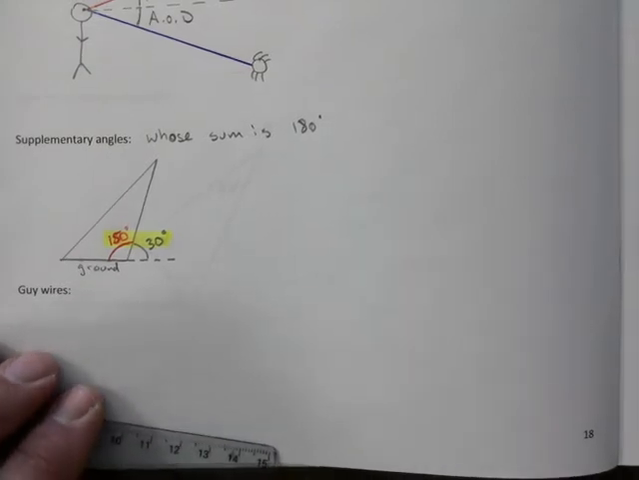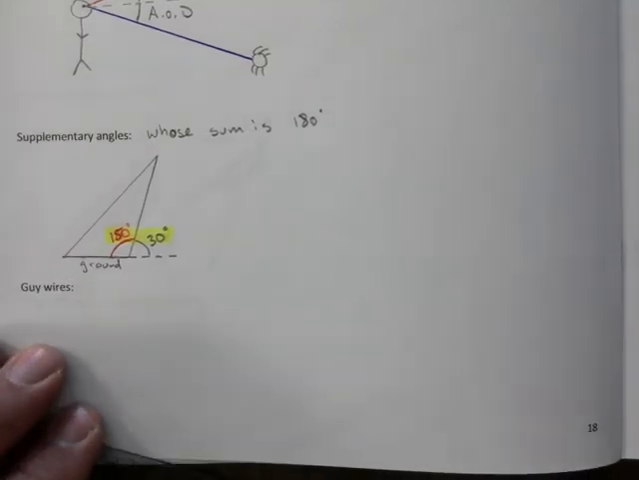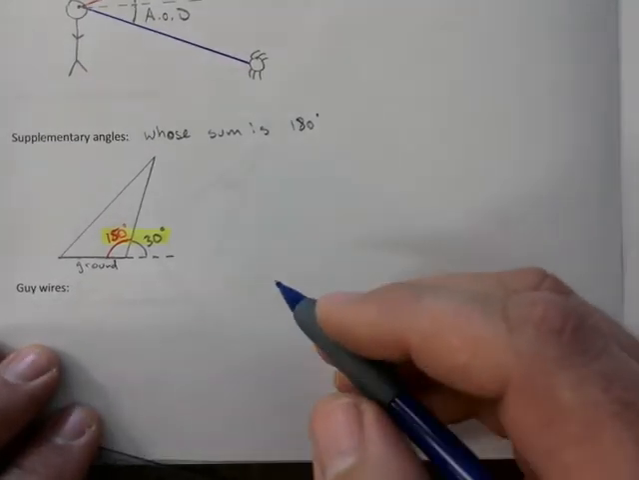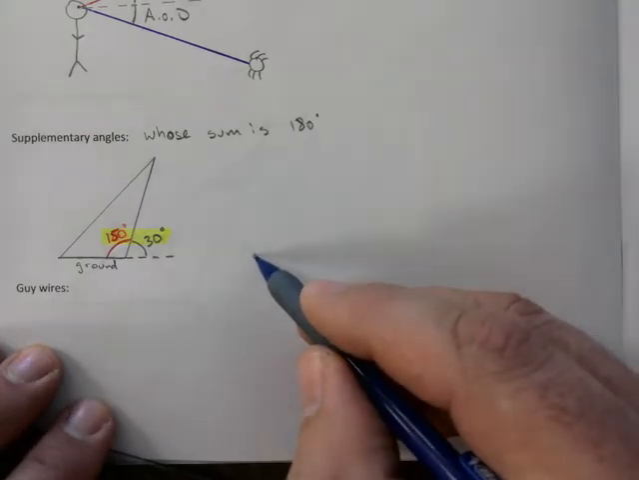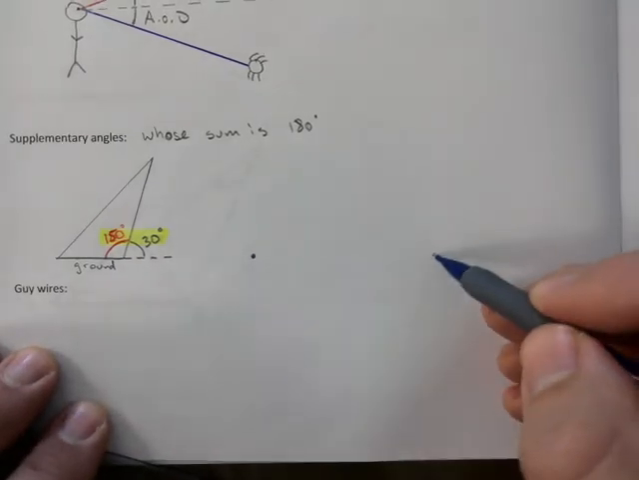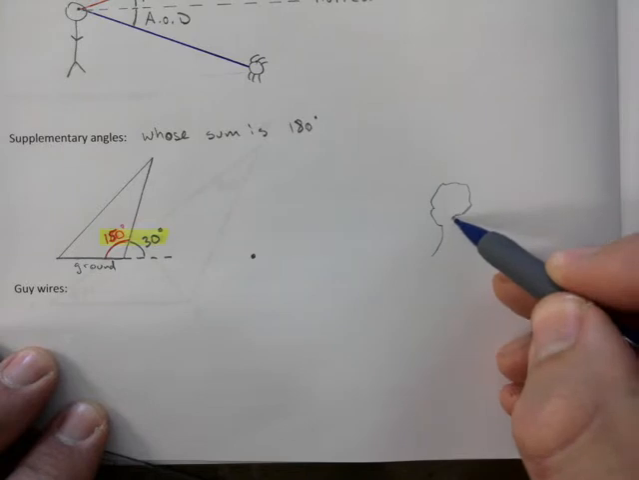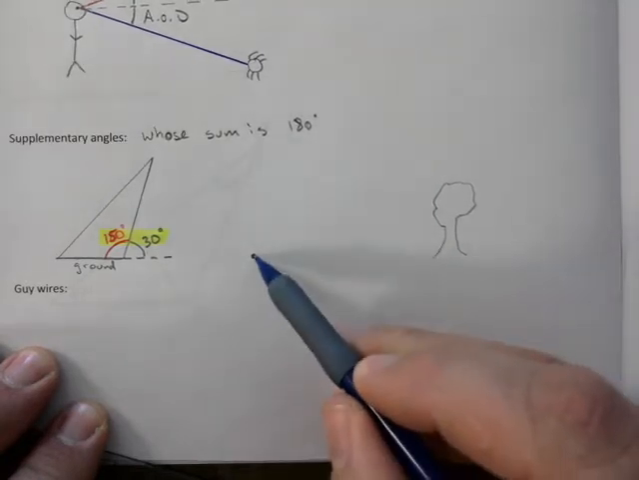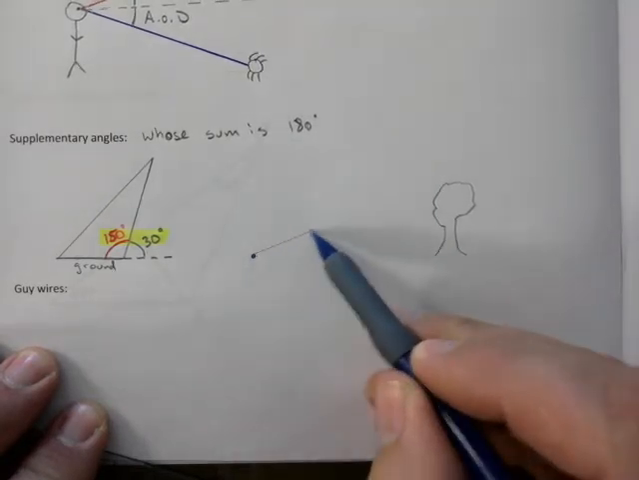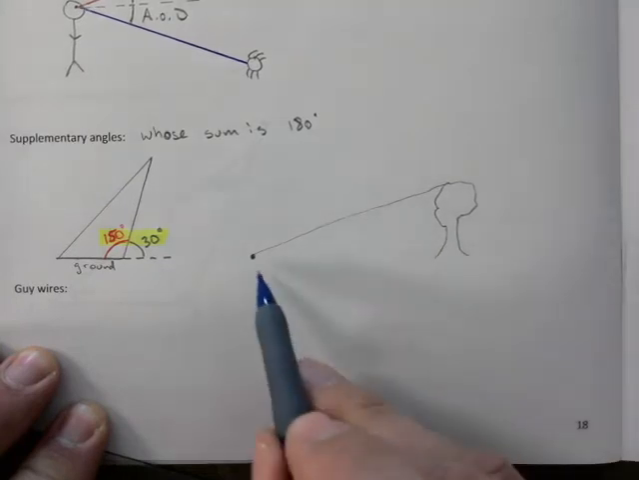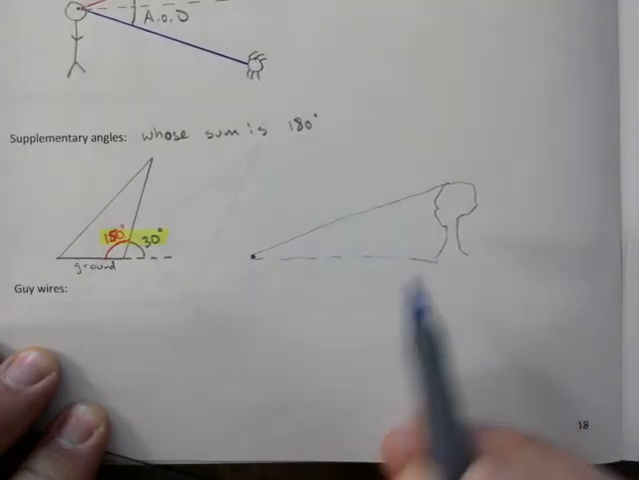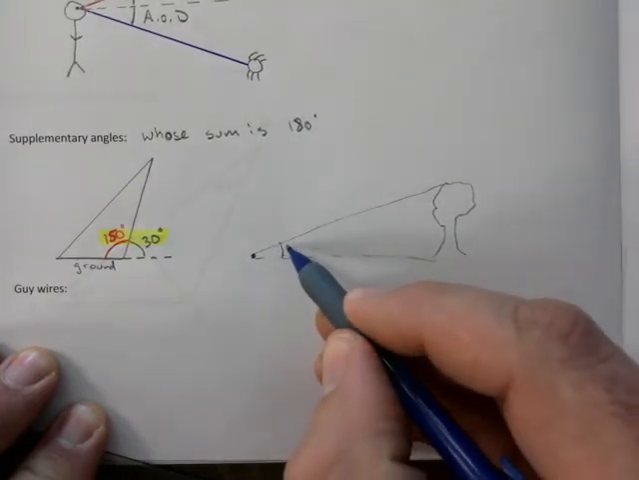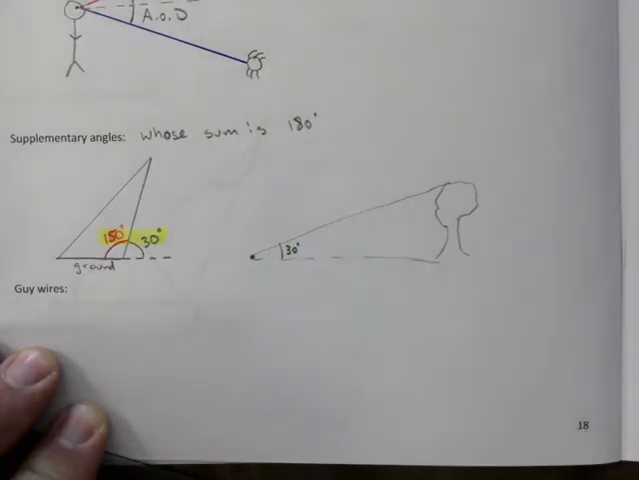I'm going to give you a quick example where this is going to come up. Okay, you like stories? So you look, there's a tree here. There's a point where you look up, and this is your horizontal again. And the story tells you that the angle of elevation is 30 degrees.